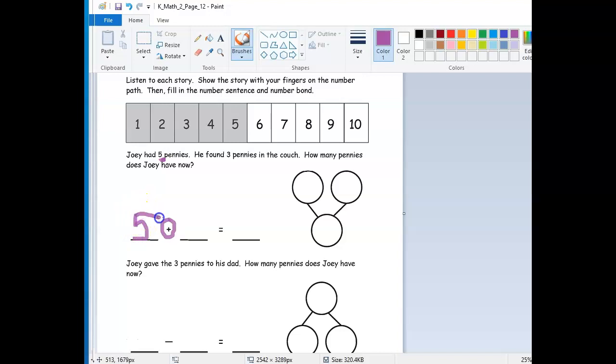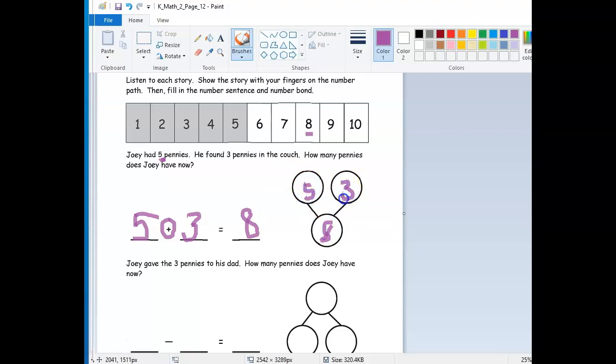5. How many more pennies did he find? Yes, 3. So 3 is our next part. 5 plus 3 equals, so we can show that on the number line like this. I have 5 and I'm going to move 3 spaces. 1, 2, 3. 5 plus 3 equals, yes, 8. 8 is our whole. He has 8 pennies altogether. So when I fill in my number bond, I know that 8 is my whole, and 5 and 3 are my parts.